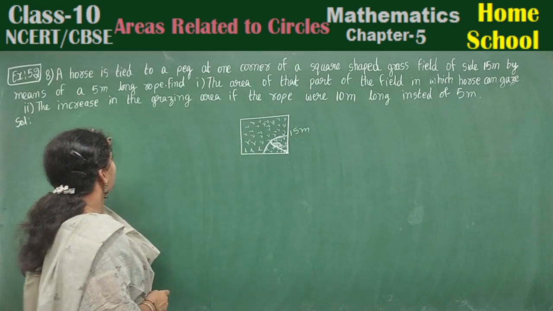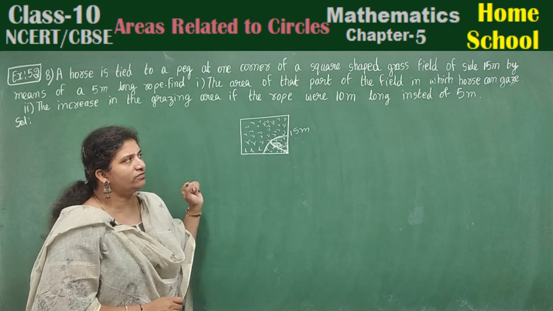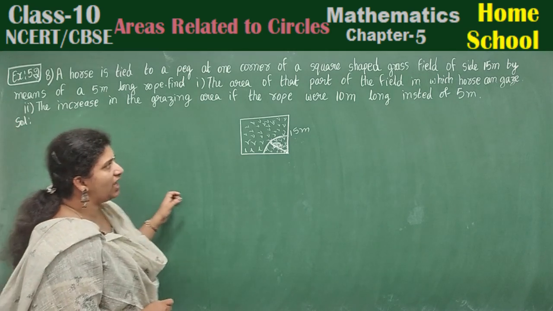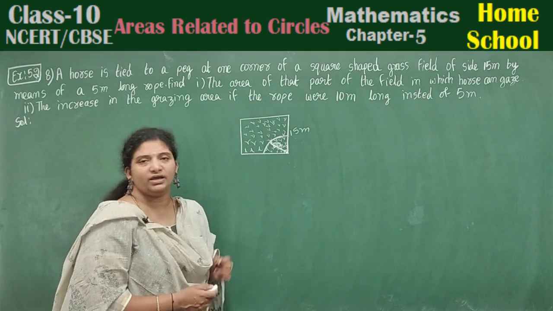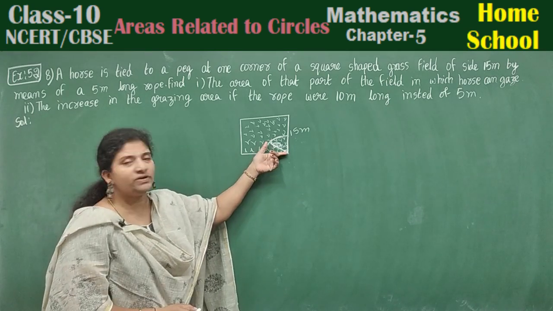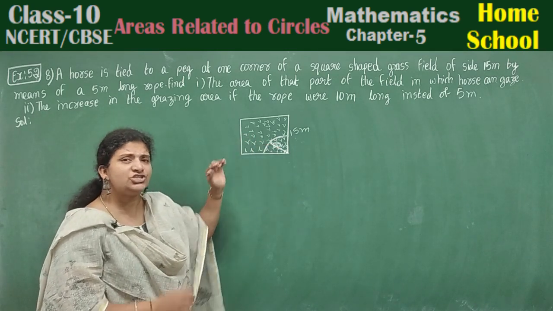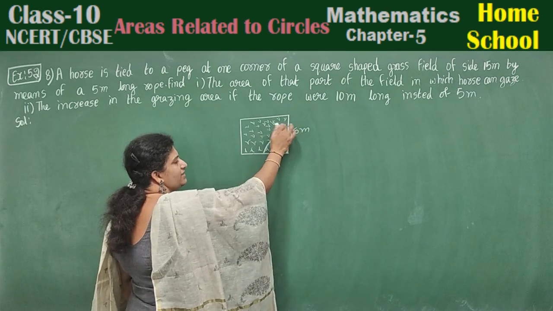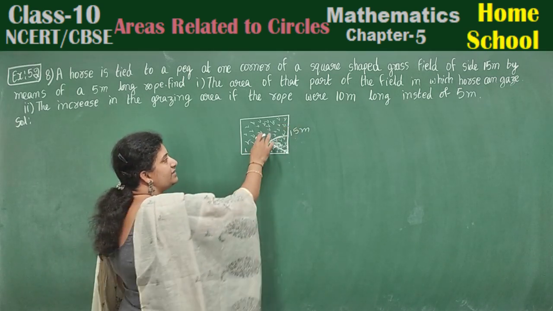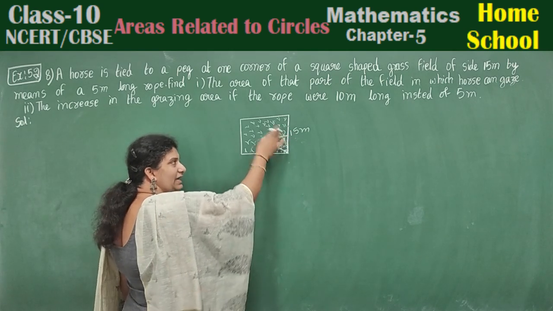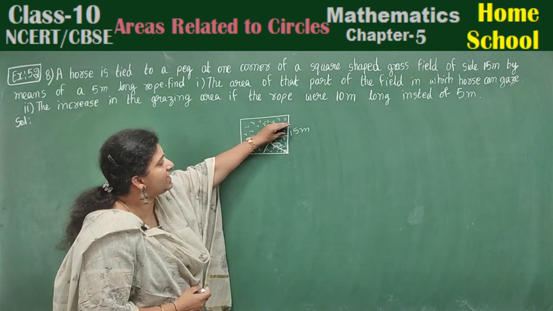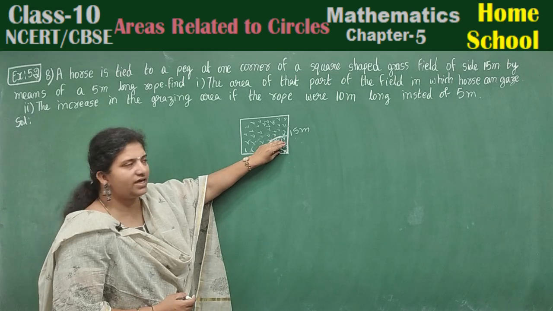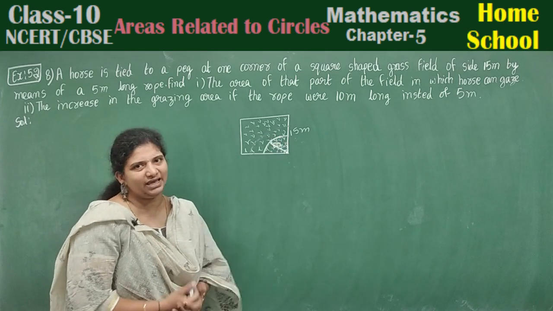And let's continue the problem. Find the area of that part of the field in which horse can graze. The increase in the grazing area if the rope were 10 meters long instead of 5 meters. And if the rope is increased to 10 meters, how much area it increases? If 10 meters rope, like this you can draw a quadrant. And this much area is increased. They are asking the increased area. Means total this area minus total this area, you are going to get this increased area.